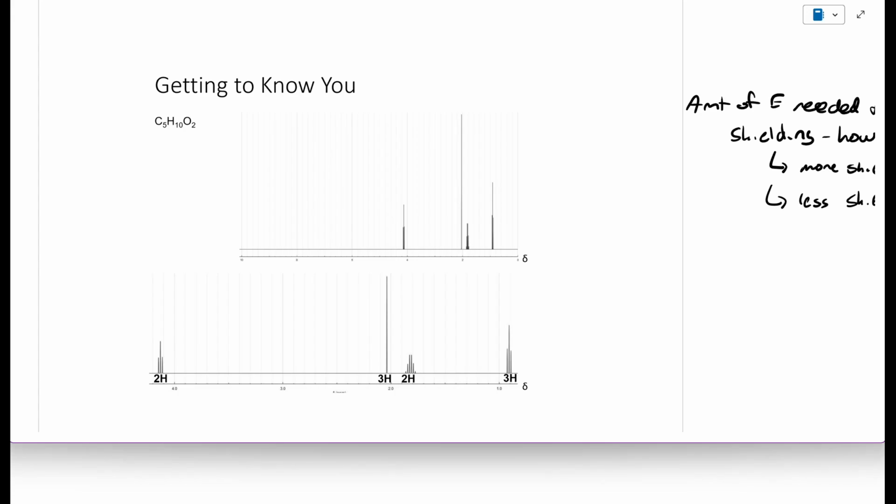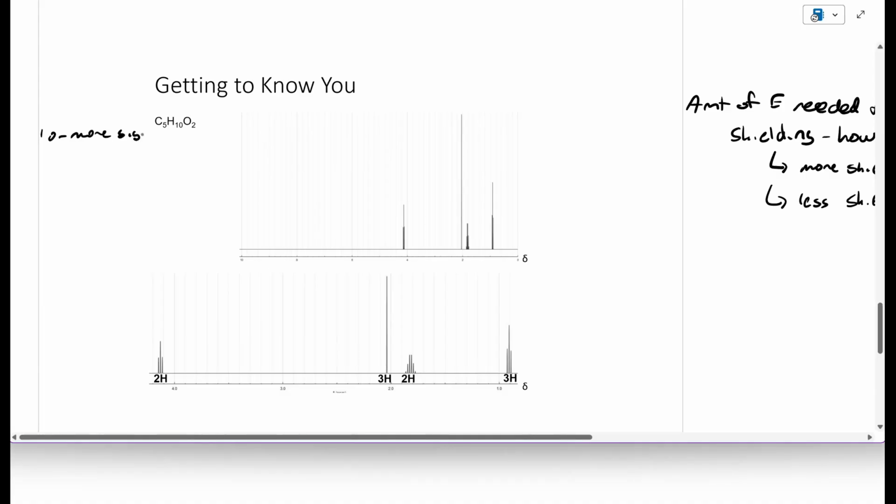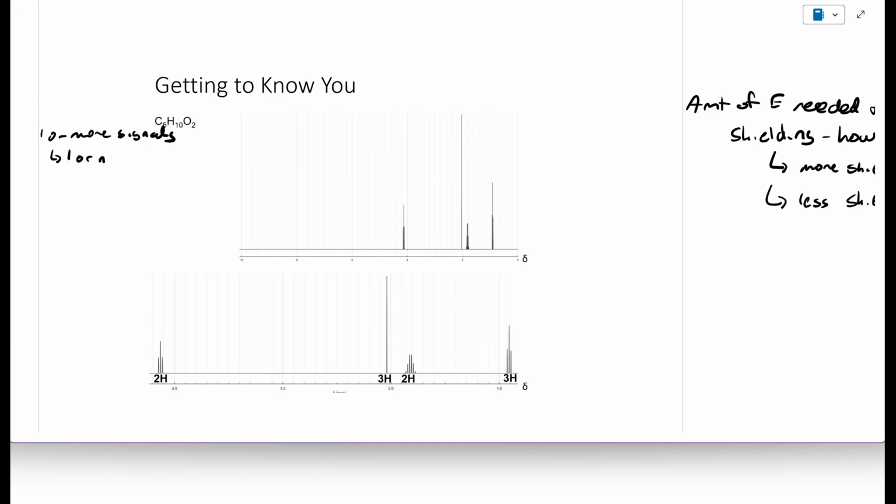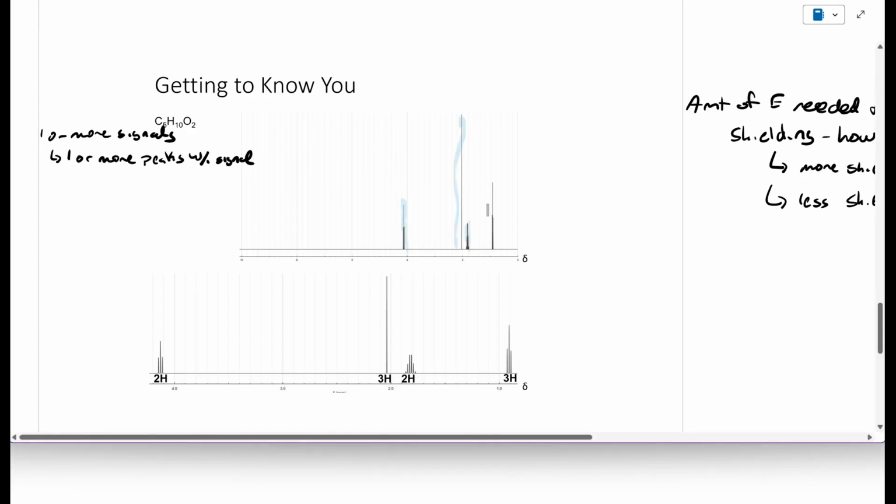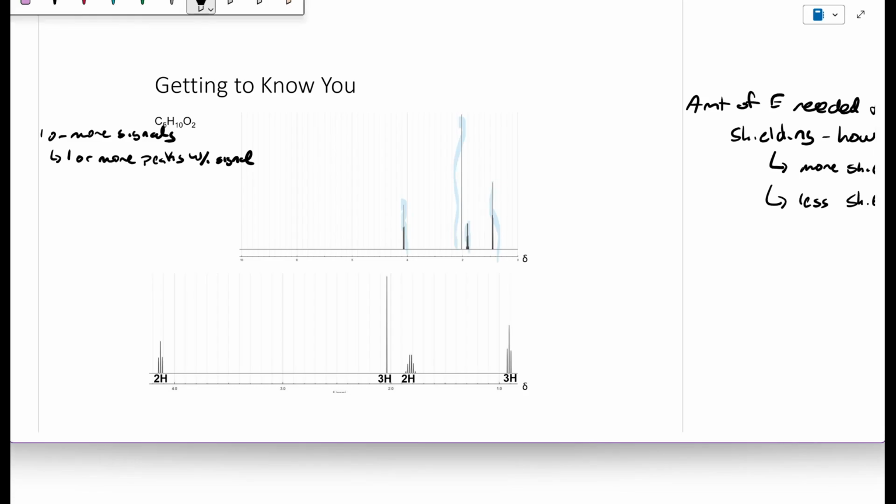So the first thing to point out in an NMR is there are several signals in an NMR. An NMR will always contain one or more signals. And each signal may contain one or more peaks within the signal. So when I look at this NMR, it has 4 signals. And each of those signals has a certain number of peaks within the signal.